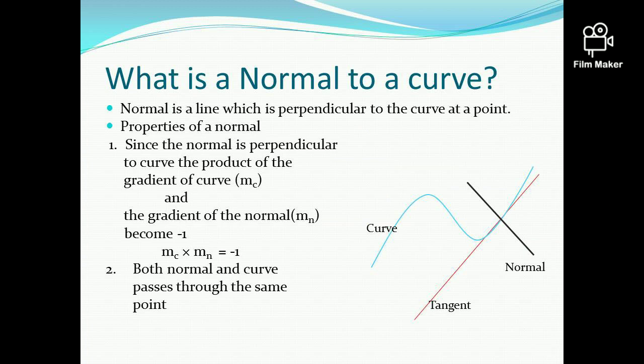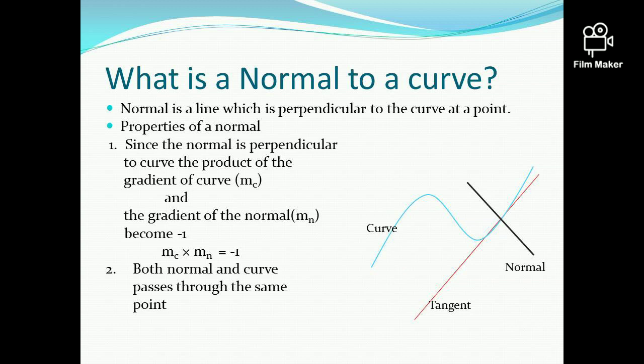Now let's try to study the normal. A normal is a straight line which is perpendicular to the curve at the given point. To find the equation of a normal, we should know two properties of a normal.